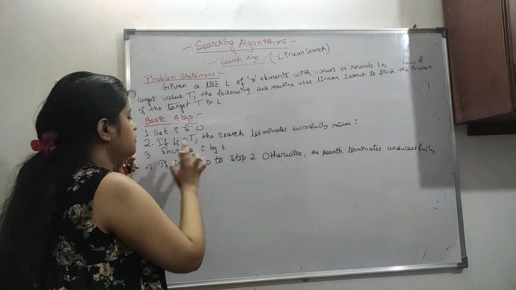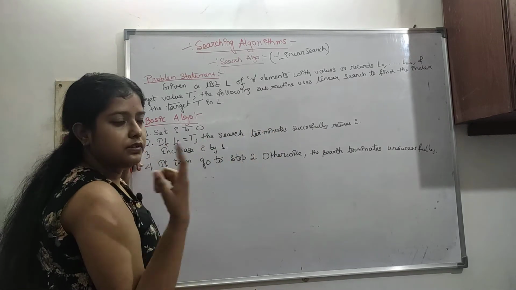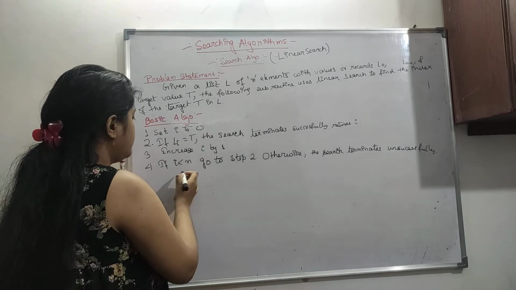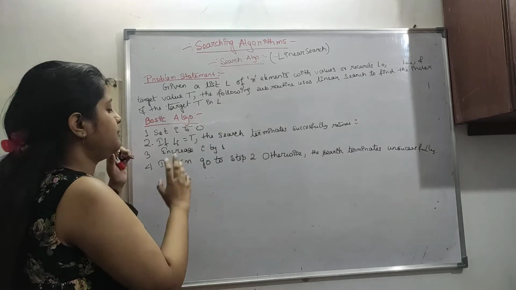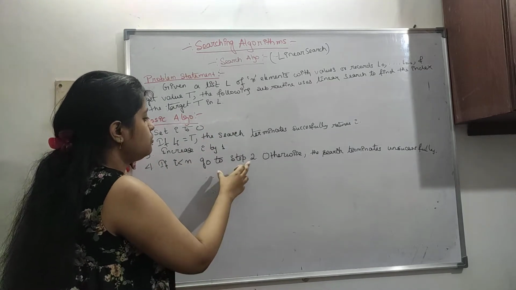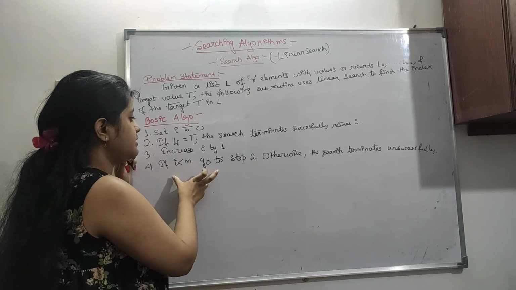Else, if it is not true, increase I by 1. We will increase I by 1, and if I is less than n, where n is the number of elements, go to step 2. So if I is less than n, go to step 2.